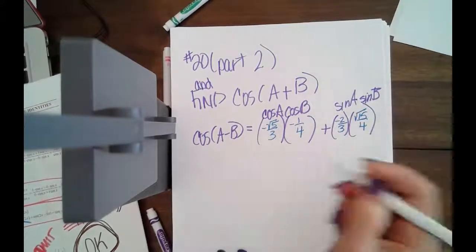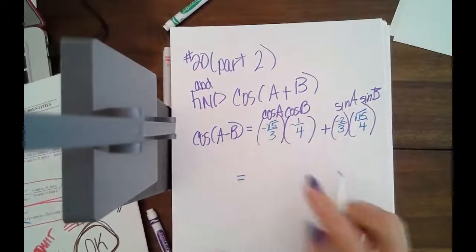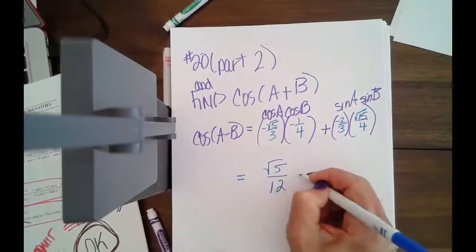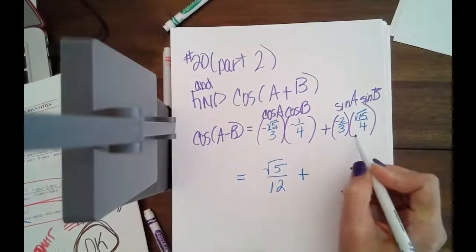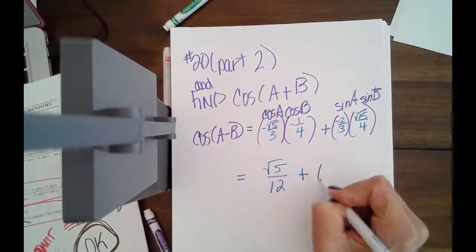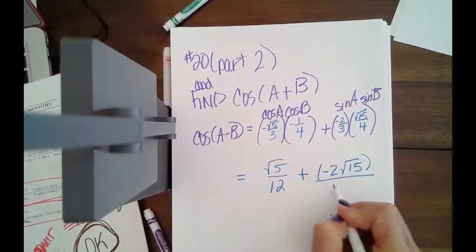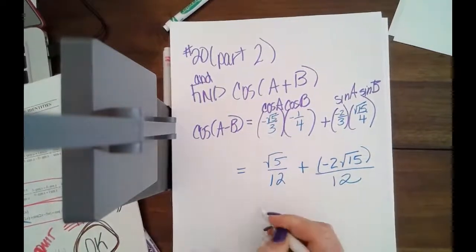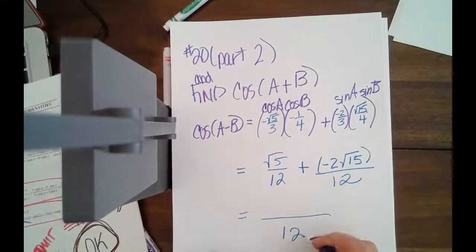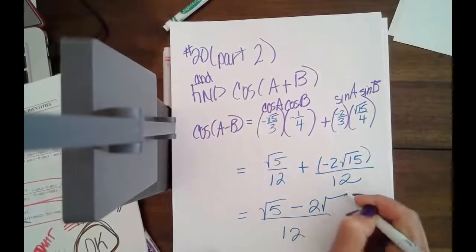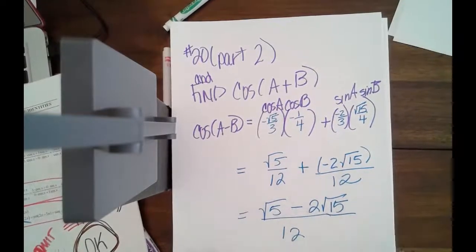Okay, so here, top times top over bottom times bottom, that's going to give us positive radical 5 over 12. Plus here, that's negative 2 radical 15 over 12. So we can put them on the same denominator 12 and say it's radical 5 minus 2 radical 15. Okay, no more simplification possible there.